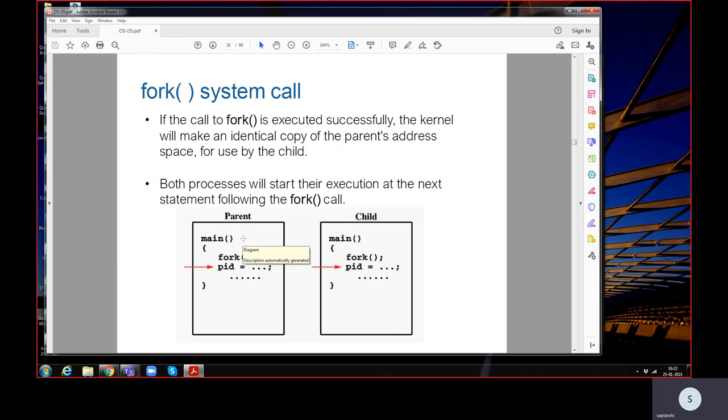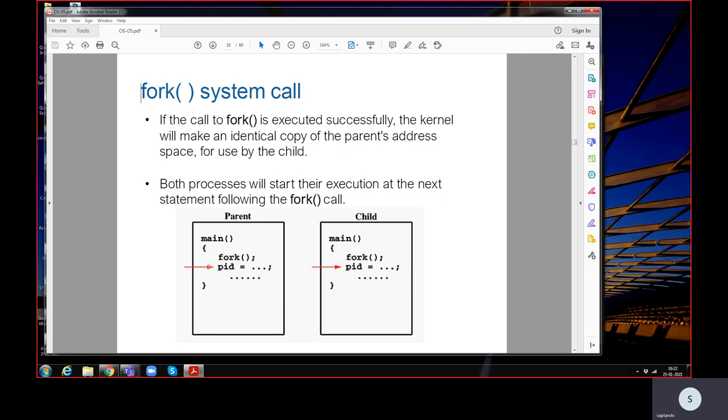So now the kernel has created a separate child process, which is an exact copy of the parent. So the child's address space is an exact copy of the parent's address space, to the extent that since the program counter of the parent indicated the next instruction which the parent should execute, that same information will be copied to the child also. So the child will also begin execution from the statement just after fork. So these are exact copies, parent and child.